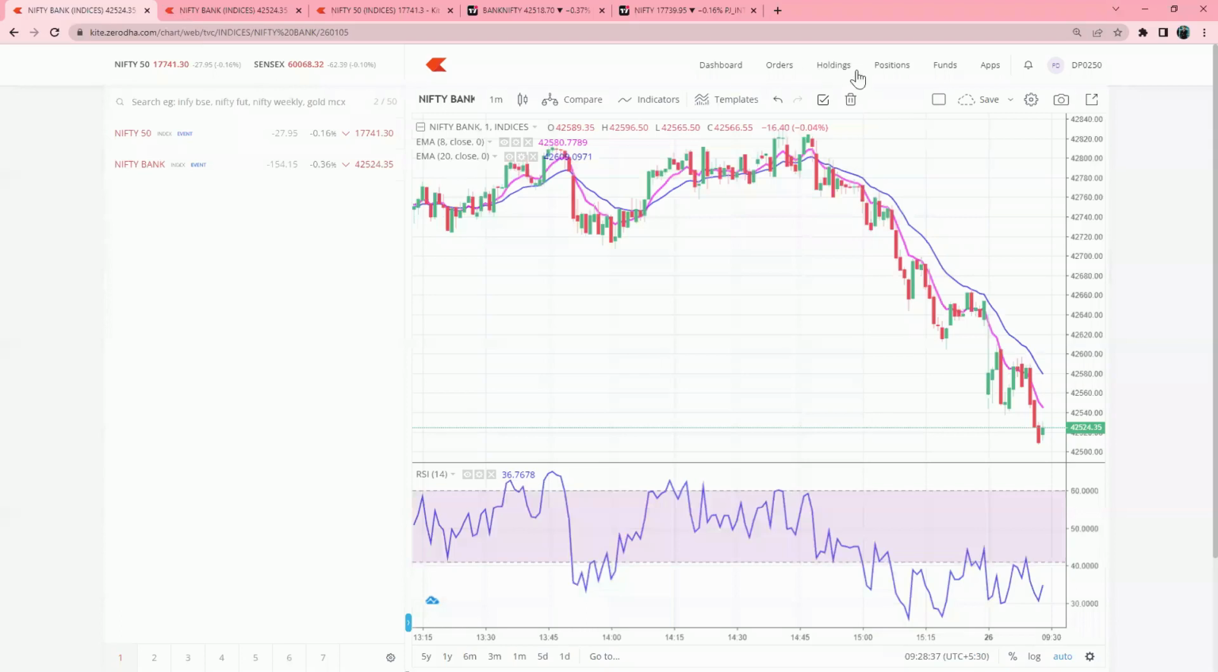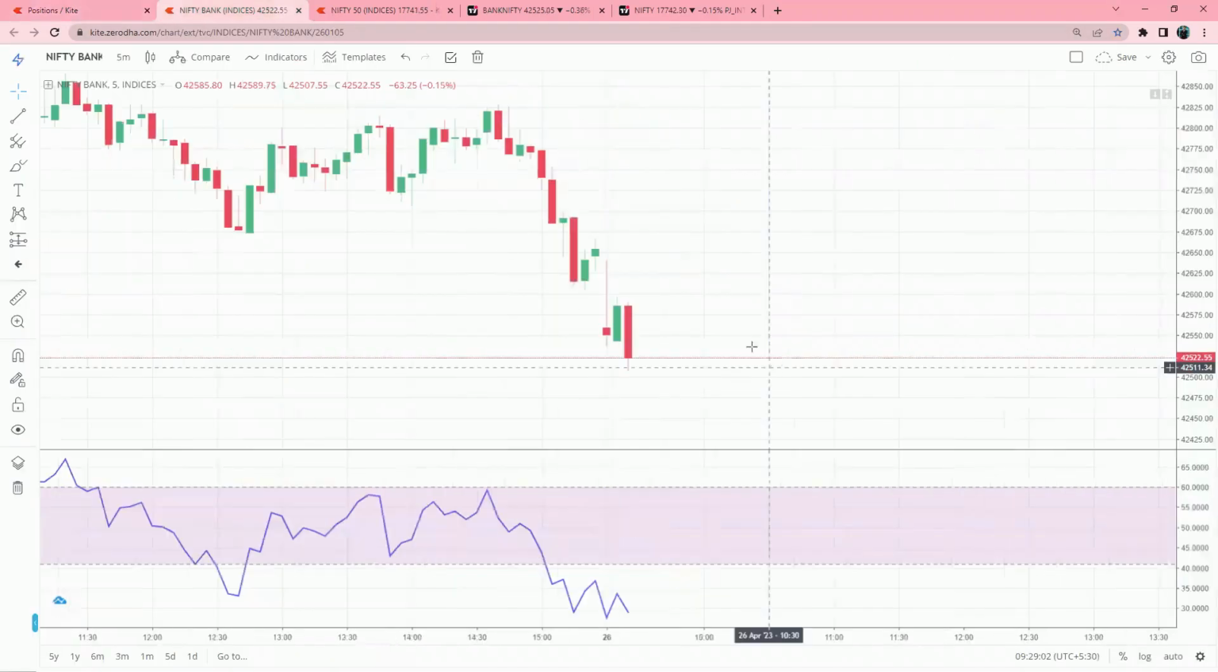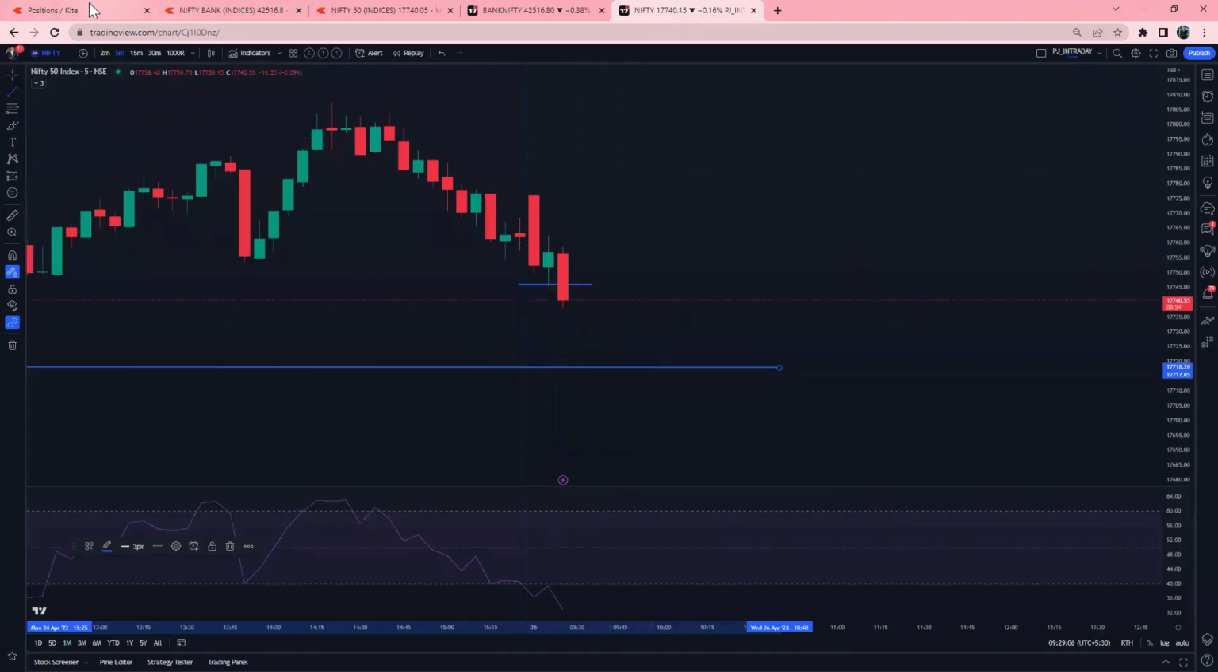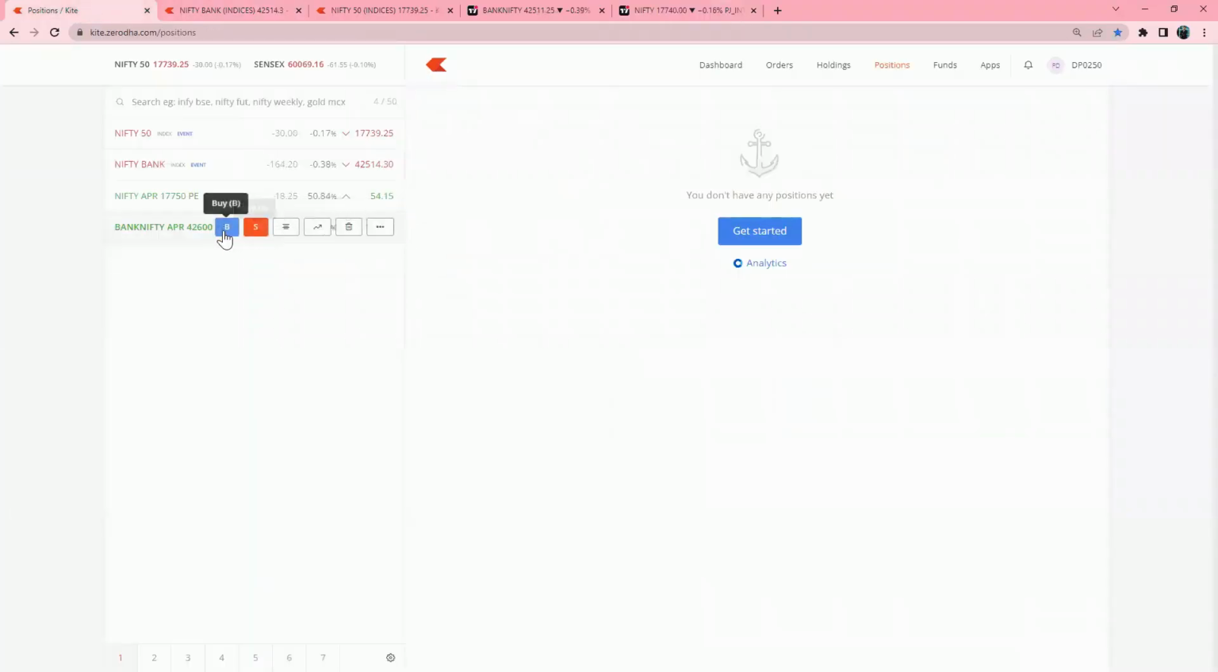So let me go to my terminal and add 17,000. What is it trading? 17,742. So I add 17,750 PE. I can trade 17,750 PE, or Bank Nifty I can trade 42,600 PE, or Nifty I can trade 17,750 PE. I can see that the put option trade is coming up because the market is breaking down. So I will go for a trade right now.